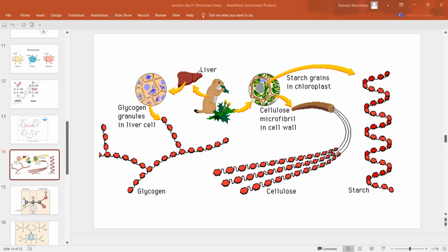Next point. According to the type of carbonyl group, they are classified as aldoses. Example, glucose, galactose. Next point, ketoses. Example, fructose. Next point, in aqueous media, some monosaccharides exist in ring form. Next point, next we will write.